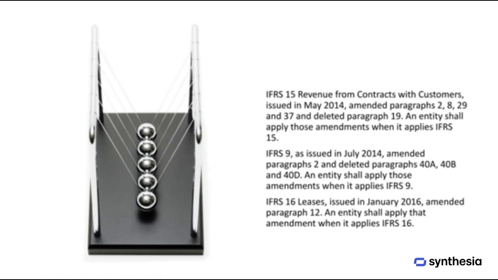IFRS 15 Revenue from Contracts with Customers, issued in May 2014, made amendments to paragraphs 2, 8, 29, and 37 and deleted paragraph 19. Entities are required to apply these amendments concurrently with the application of IFRS 15. Similarly, IFRS 9, issued in July 2014, amended paragraph 2 and deleted paragraphs 40A, 40B, and 40D, with entities applying these changes when adopting IFRS 9. Additionally, IFRS 16 Leases, issued in January 2016, amended paragraph 12, and entities are to apply this amendment when they implement IFRS 16.